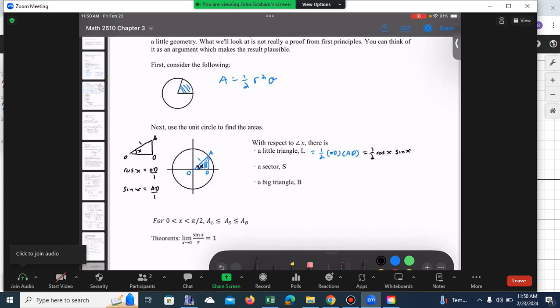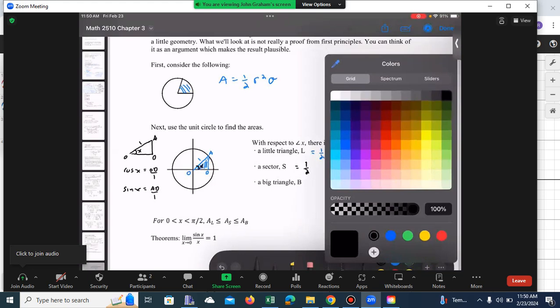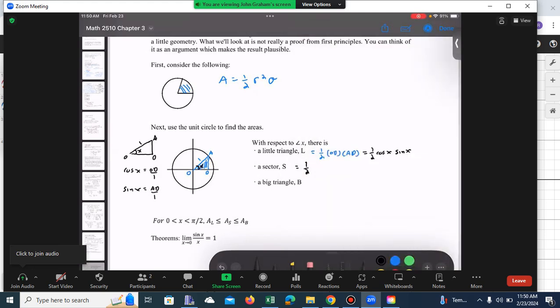Now the sector, 1/2 the radius. Radius is going to be 1, since this is your radius of this sector. Radius is 1 squared, and the angle is x. This becomes x over 2. That's what I'm going to say. X over 2.